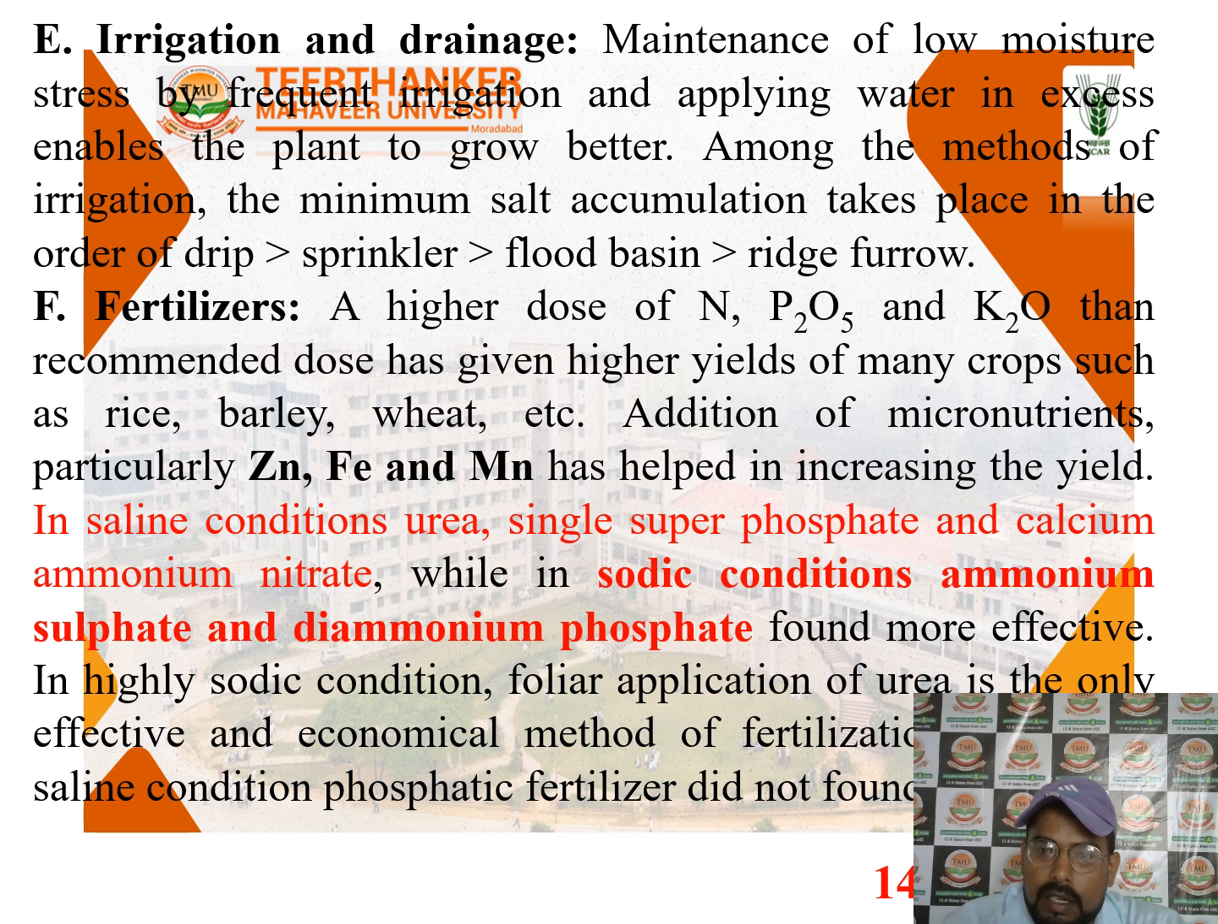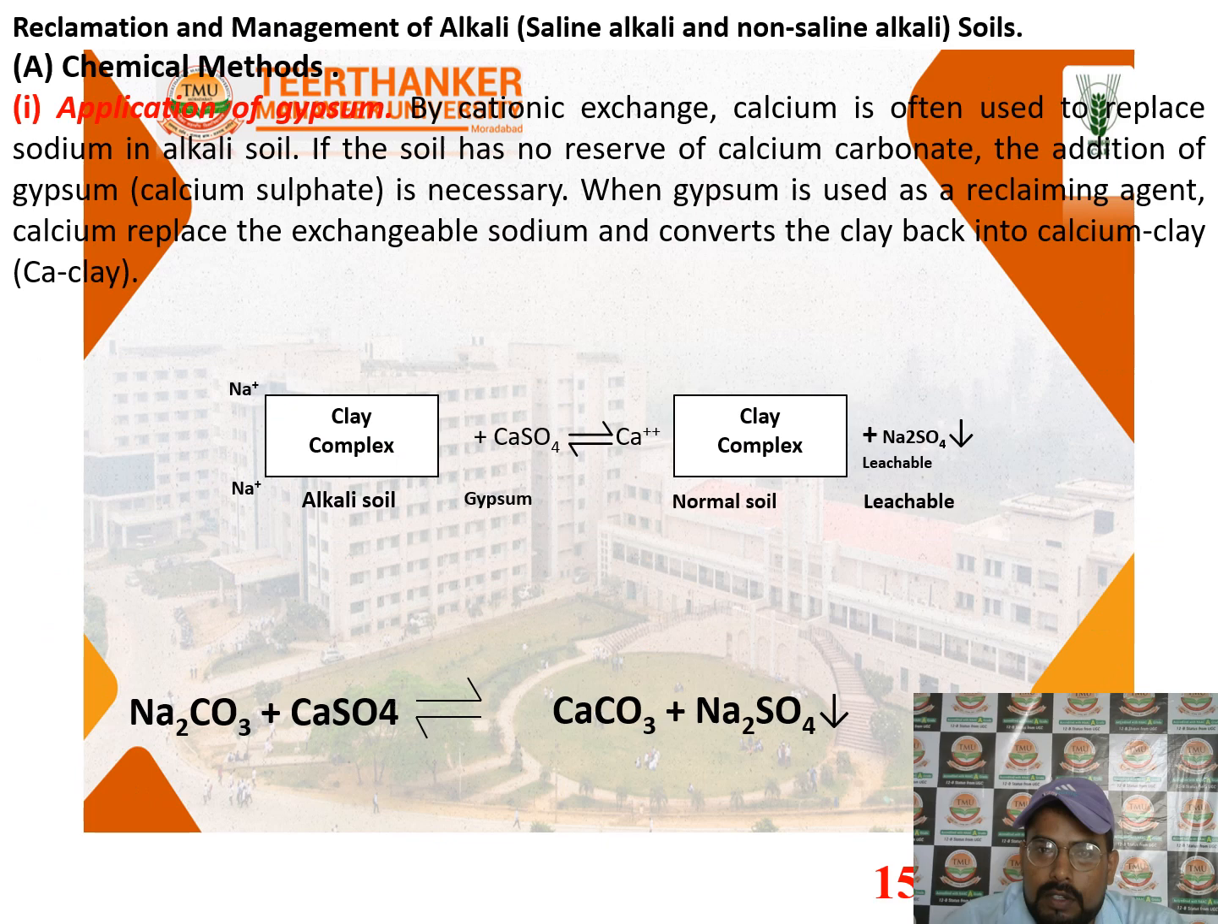In saline soil condition, use urea, SSP and calcium ammonium nitrate, while in sodium condition, ammonium sulfate and dicalcium phosphate are found to be more effective fertilizers for increasing the yield of the fields. In the highest sodium condition, foliar application of urea is the only effective economical method, and phosphate fertilizer will not be found effective in saline soil.